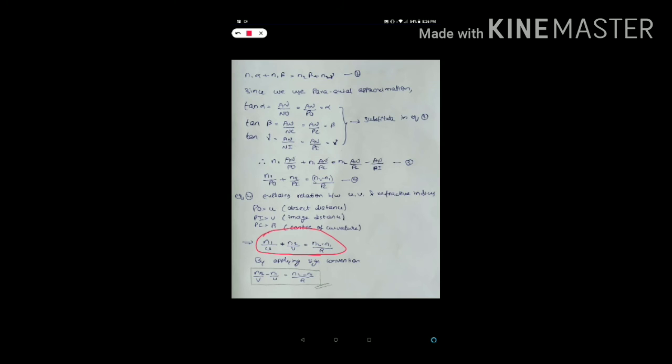Now by applying sign conventions, we get n2 by v minus n1 by u is equal to n2 minus n1 by R. Guys, this is the first derivation in the refraction at curved surfaces chapter. This is the first important derivation, the formula of the curved surfaces. This is the curved surface formula. It is also an important formula, with important diagrams and derivations in 10th standard, guys. Here R stands for the radius of curvature. This is today's derivation.